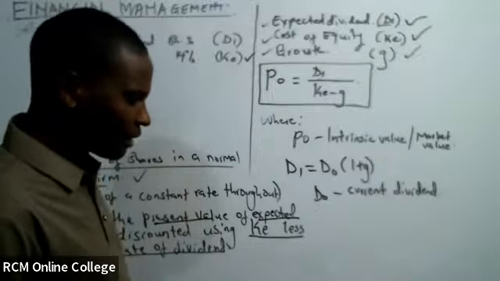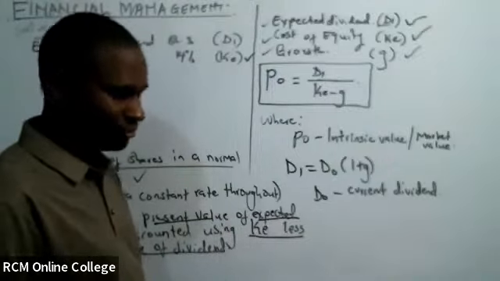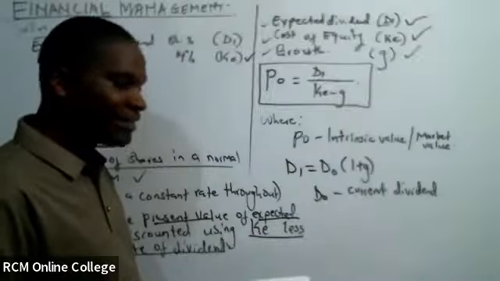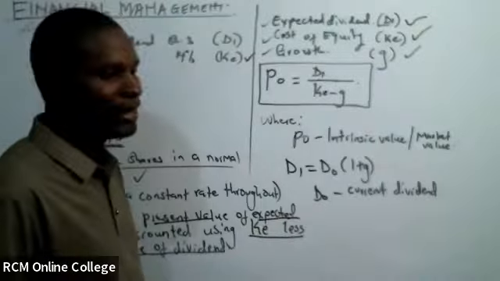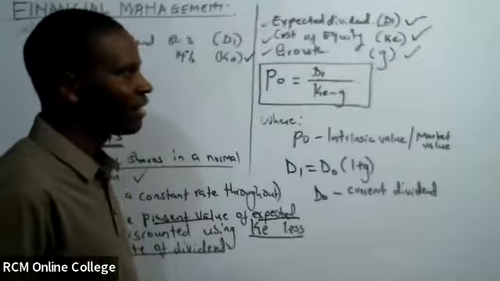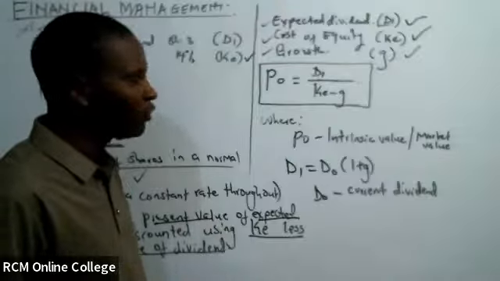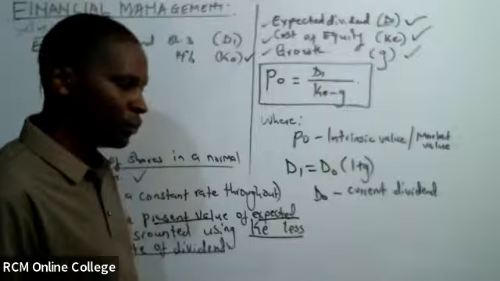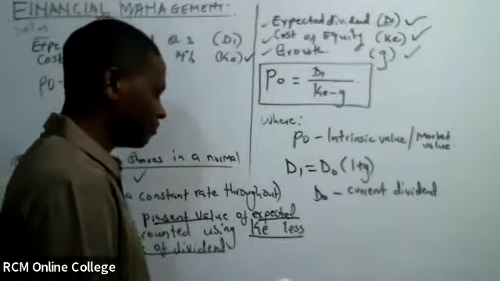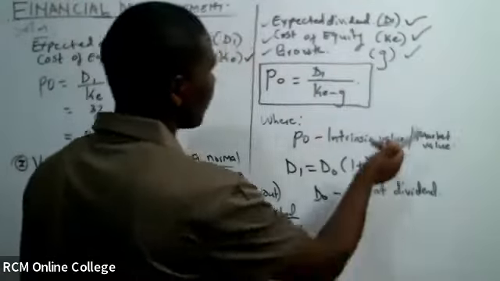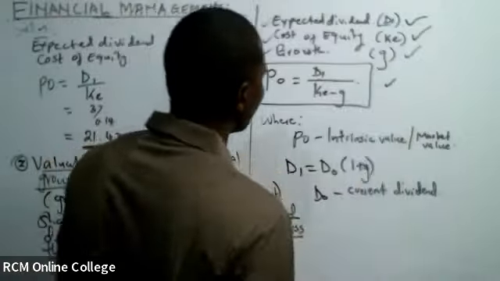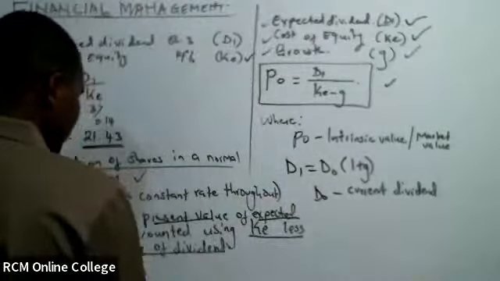Great. You say what the examiner just said: a company has just paid. You see, it says just paid. That is the catch of the question. The moment you get that, you'll be good to go. The company has just paid. You remember our formula is P0 is equal to D1 over Ke minus g.